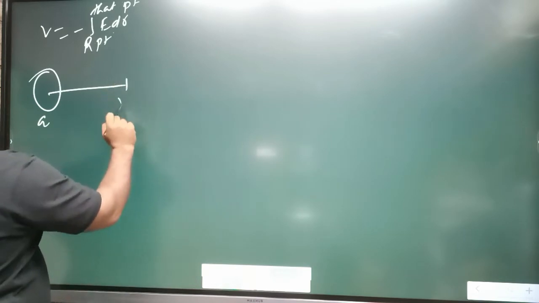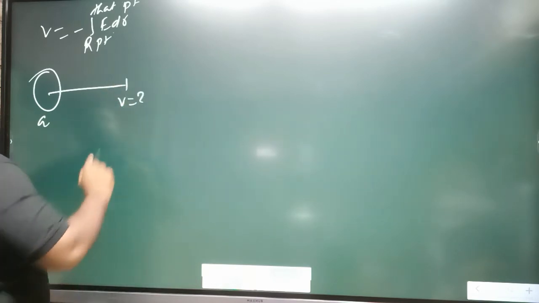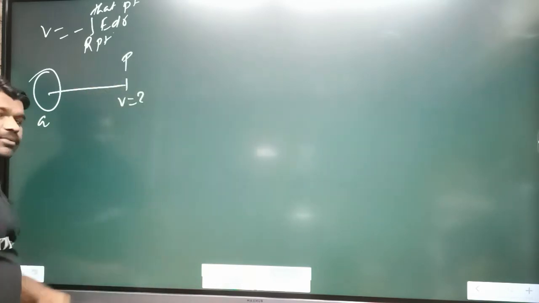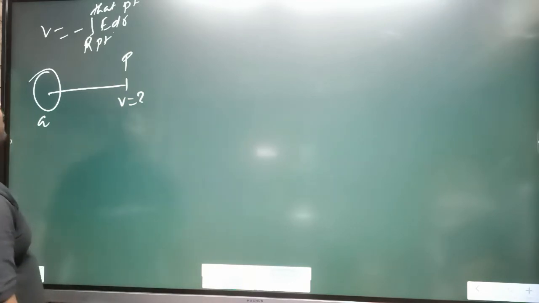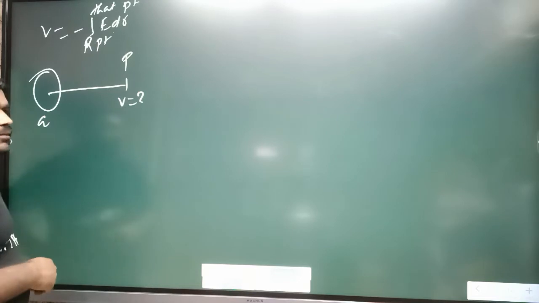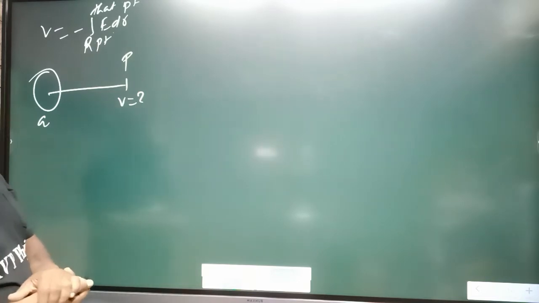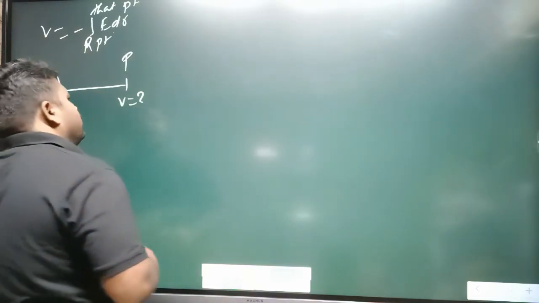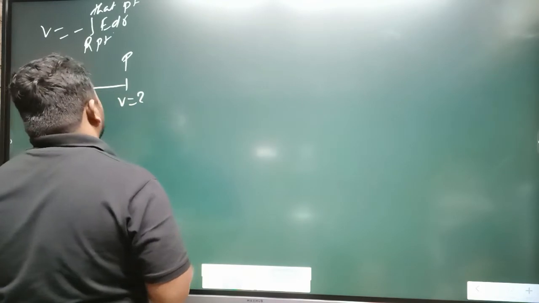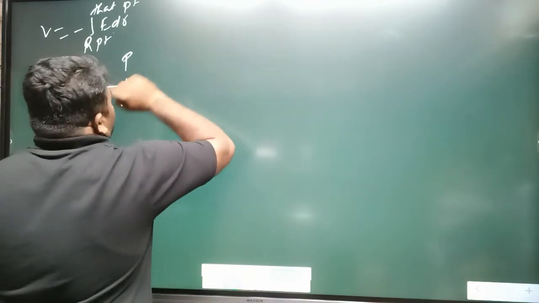Next. Suppose charge Q is here. We need to find out what is the potential at this point. What is the potential at point P? Okay? Potential limit, reference point to that point.